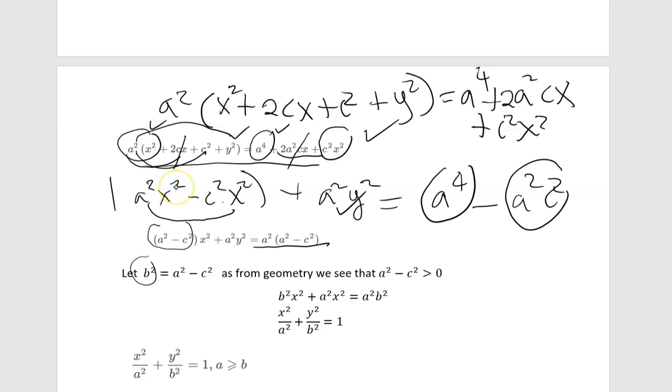So now from these two, I'm going to factor out an x squared. So if I factor out x squared, I get a squared minus c squared, plus a squared y squared is equal to, I can factor out a squared from this, and I get a squared times a squared minus c squared. That's what I get here. So now what I'm going to do is call a squared minus c squared as b squared.